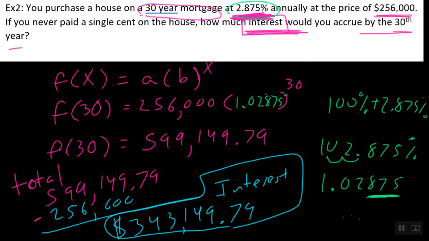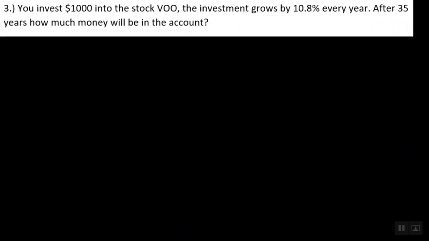All right, let's go on to one final example. We'll be talking about investments. Okay, here's our third and final example. You invest $1,000 into the stock VU. Now, VU stands for the Vanguard S&P 500. We're going to talk about this more specifically later on. And the investment grows by 10.8% every year. After 35 years, how much money will be in your account?